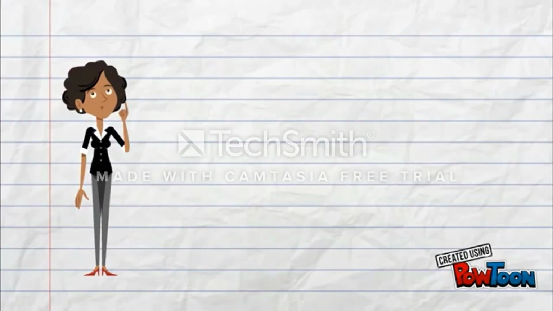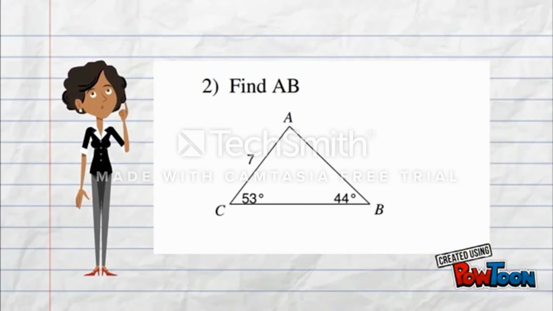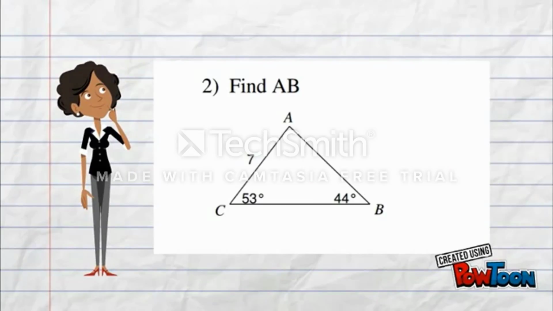Okay, let's solve a couple of problems. For this triangle, we are given angles C and B and side B. Let's try and solve for side C. Since we're given two angles, we will use the law of sines.